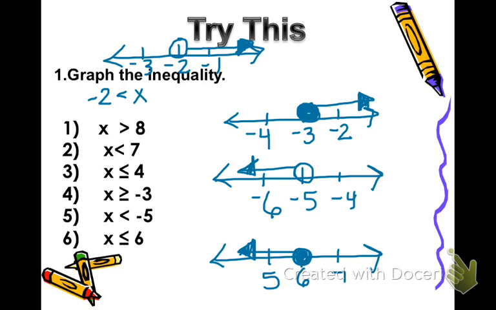So if you're looking from the point of view, right, here's your little eyeball, and you see what the variable sees. The variable sees the symbol, the greater than side of the symbol. So that's why we would make sure that the line, which represents the solution set, would point to all the numbers greater than -2.